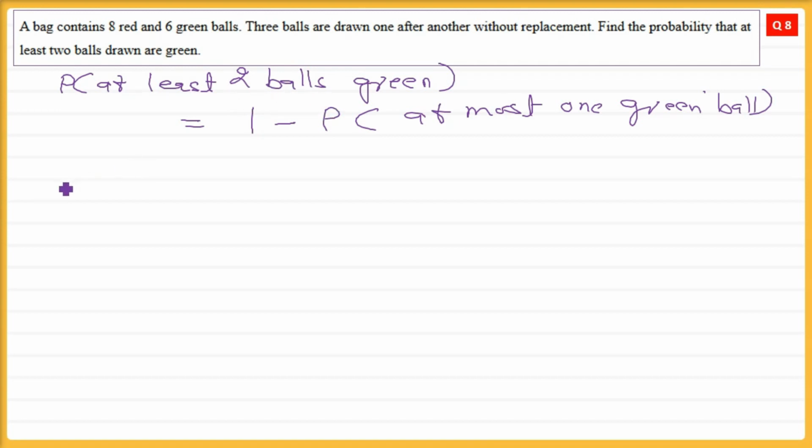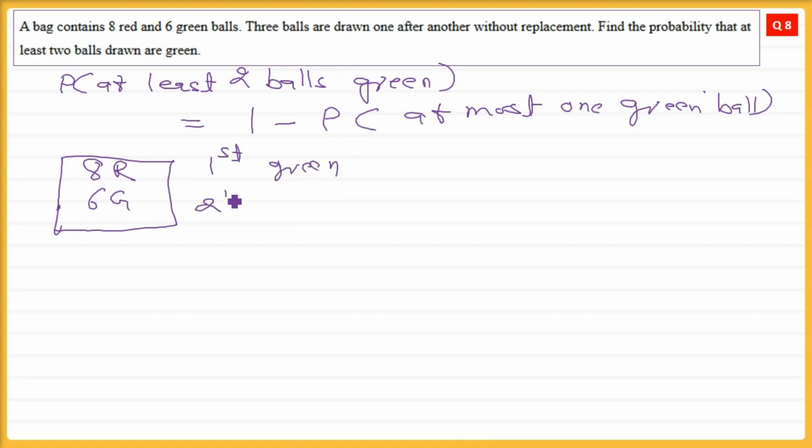So what are all the possibilities? We have a bag here, and in this bag we have 8 red balls and 6 green balls. First ball is picked up, then second, then third, and there is no replacement. So first green, because we are talking about at most 1 green ball. Either first can come green, or second can come green, or third can come green. This is what we are talking about. At most 1 green ball. So first green, second green, and third green. These are the possibilities. And there is also one possibility.